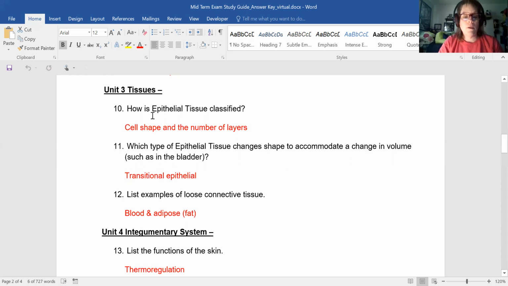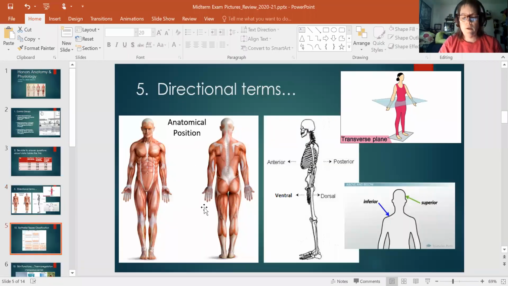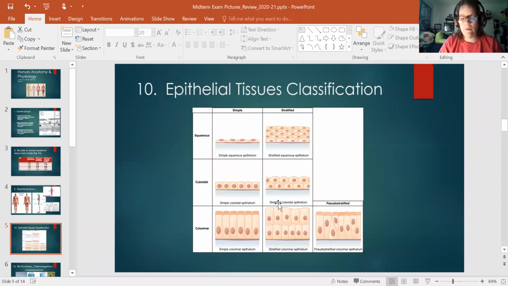Okay, so number 10, how is epithelial tissue classified? If you remember, this is the one that had the biggest group. There's 3 different cell shapes, and there's 2 different ways to look at the cell layers. So on your exam, there will be a picture to help you with this question, and you're going to have a diagram similar to this one.